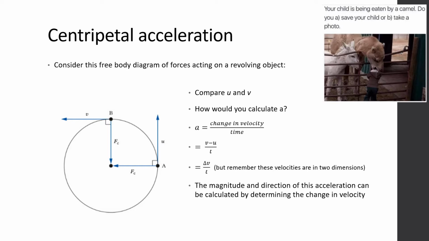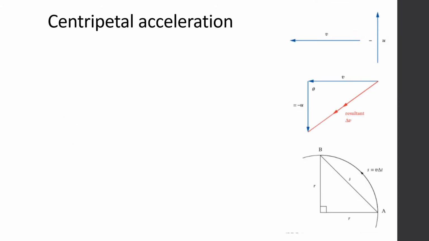Well, we can use the equation acceleration equals change in velocity over time, and therefore change in velocity, as we know, is final velocity minus initial velocity divided by the time taken for that change to take place. But we have to remember that these velocities are in 2 different dimensions. They're not linear, as we dealt with last term. One is to the north and one is to the west. So the magnitude and direction of this acceleration can be calculated by determining the change in velocity by subtracting vectors.